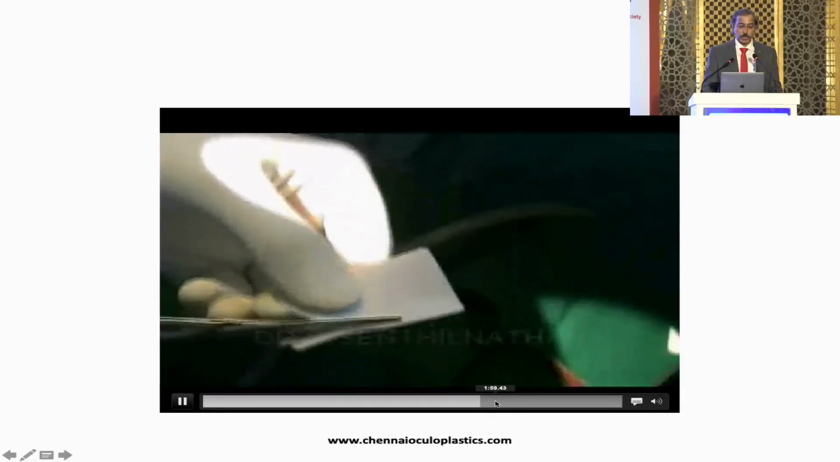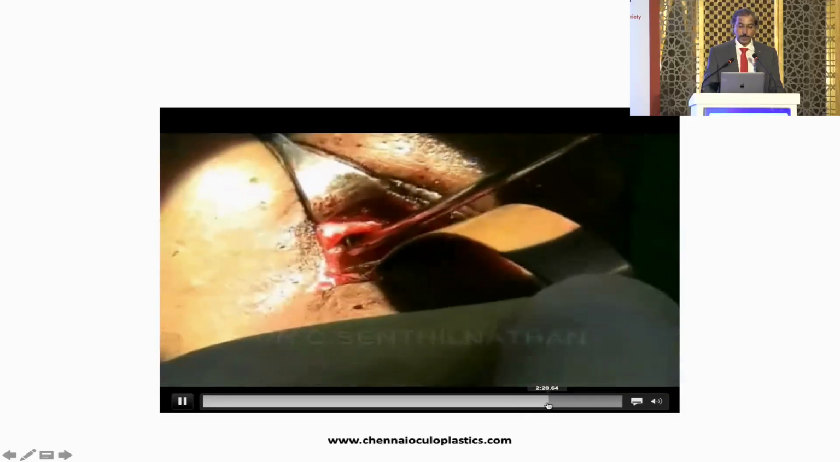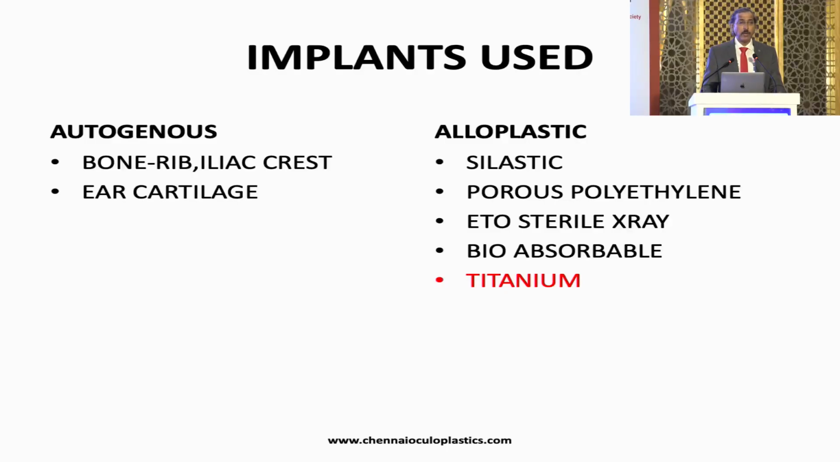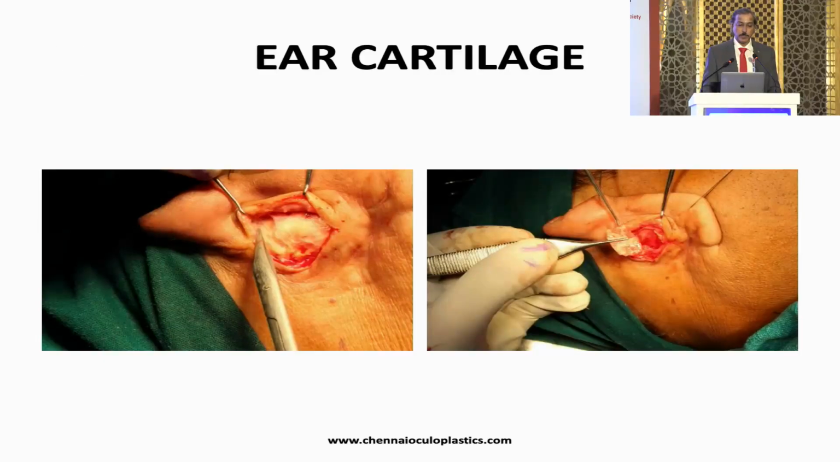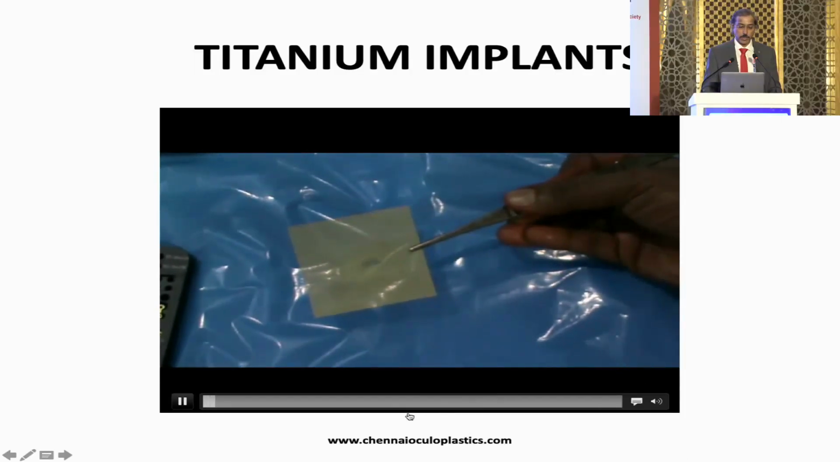So this is a Medpore implant, so you can cut it, size it, and you can put it into the floor. So that's the implant which is being placed. And you have different varieties of implants. You can use autogenous bone, rib cartilage, ear cartilage. Alloplastic is what we prefer, like titanium, silastic, porous polyethylene, and even ETO-sterilized X-rays, bioabsorbable. All these are different implants. And autogenous, usually we don't prefer them because of the donor site morbidity, and titanium is what we usually prefer.